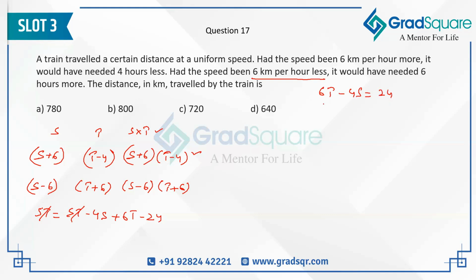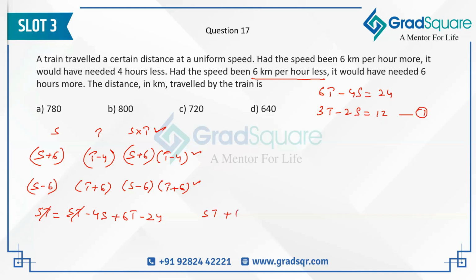Divide this value by 2. You are going to get 3t minus 2s is equal to 12. That's my first equation, right? Now, by now, I understand that if I equate st with this equation over here, this is also going to yield one value for me, right? So what is that equation?